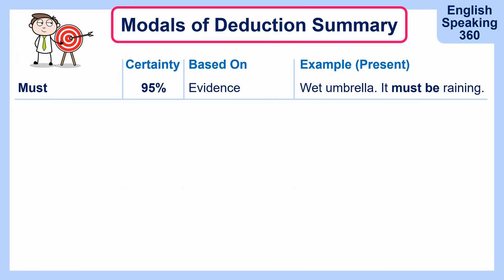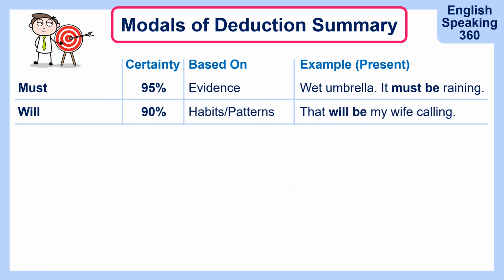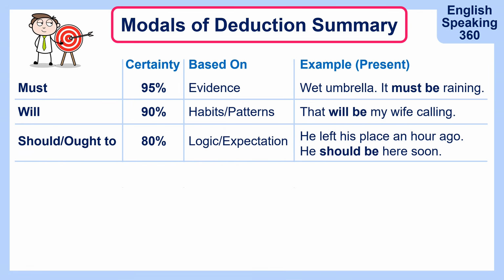The first one is must at 95%. It's based on evidence. You see a wet umbrella, you think it must be raining. Will is at 90%. Watch out here. This one is based on a pattern or a habit. That will be my wife calling. Should and ought to, 80%, based on logic, based on expectation. He left his place an hour ago. He should be here soon.